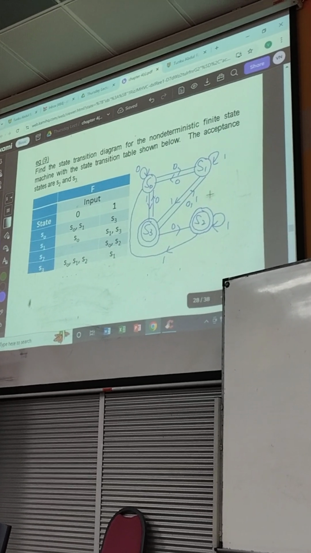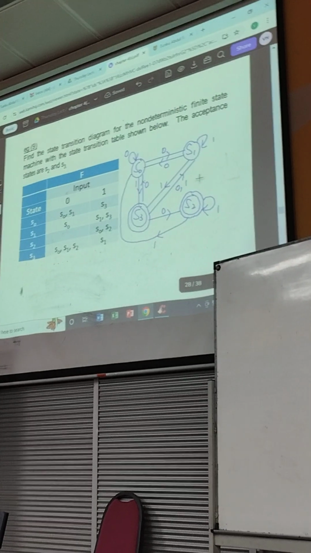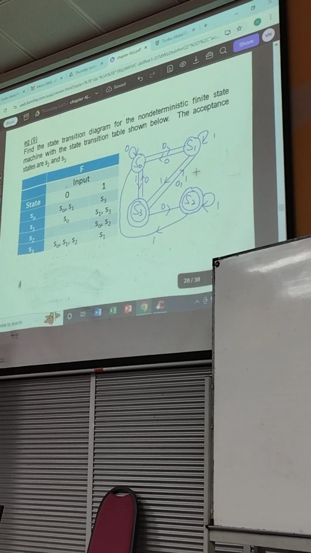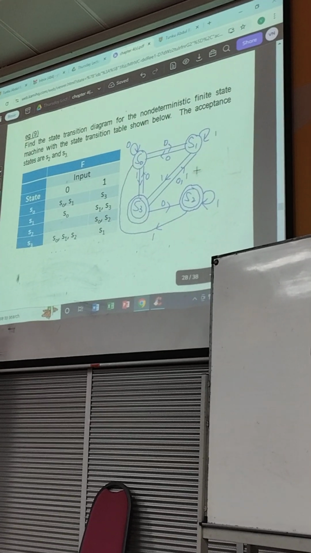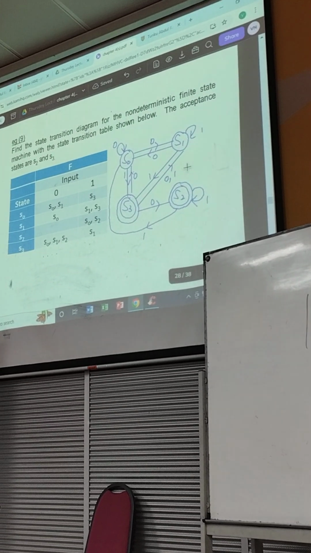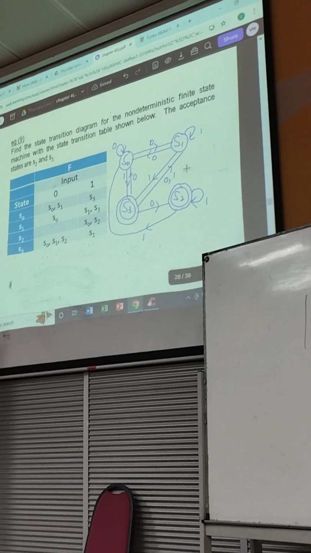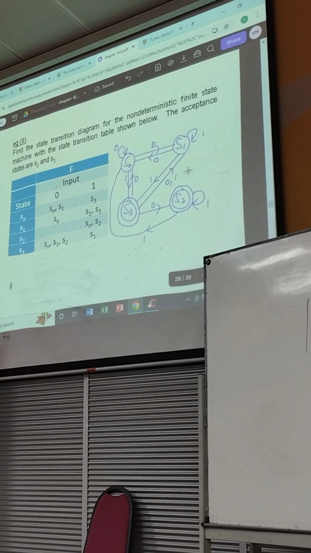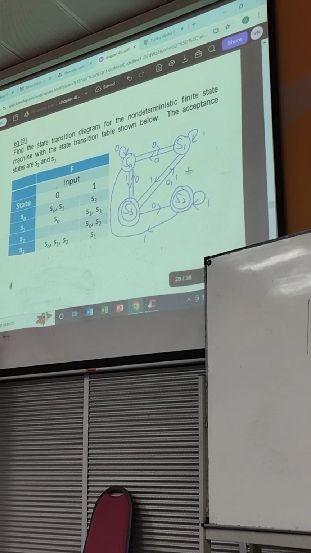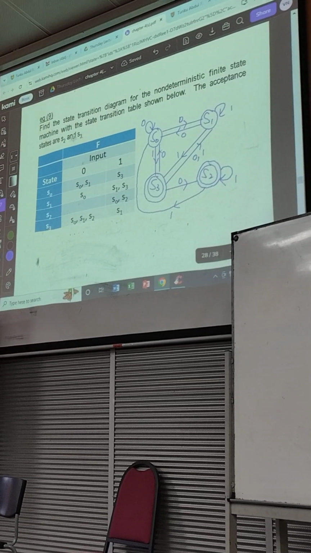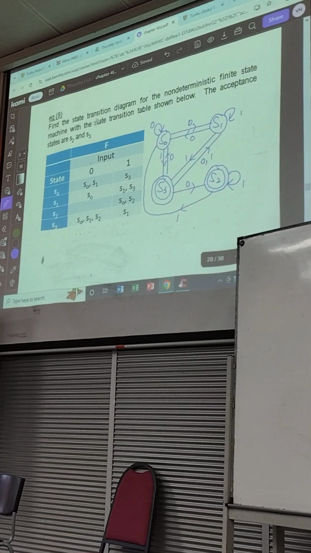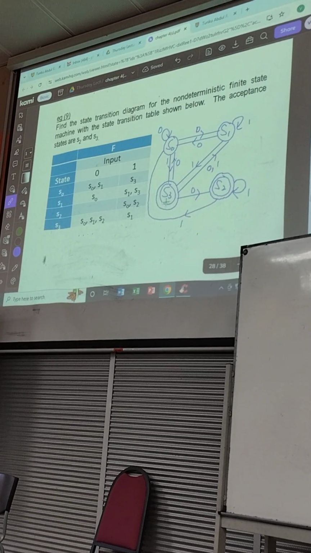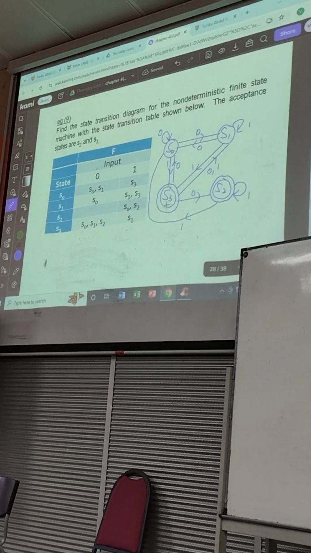So this is the state transition diagram for the non-deterministic finite state machine. Remember the acceptance state now, whatever they give you, either is in the set T or they will tell you that the acceptance state is which state, then you draw the double circle. Okay? Done.